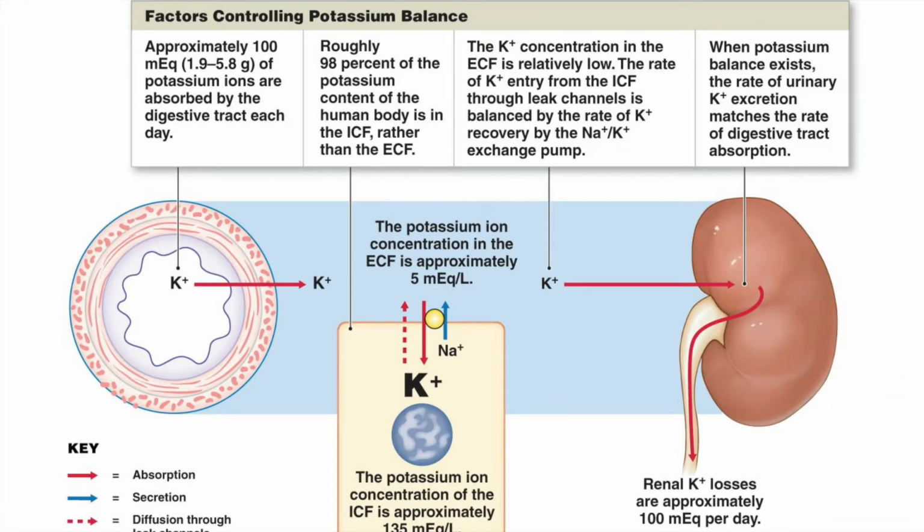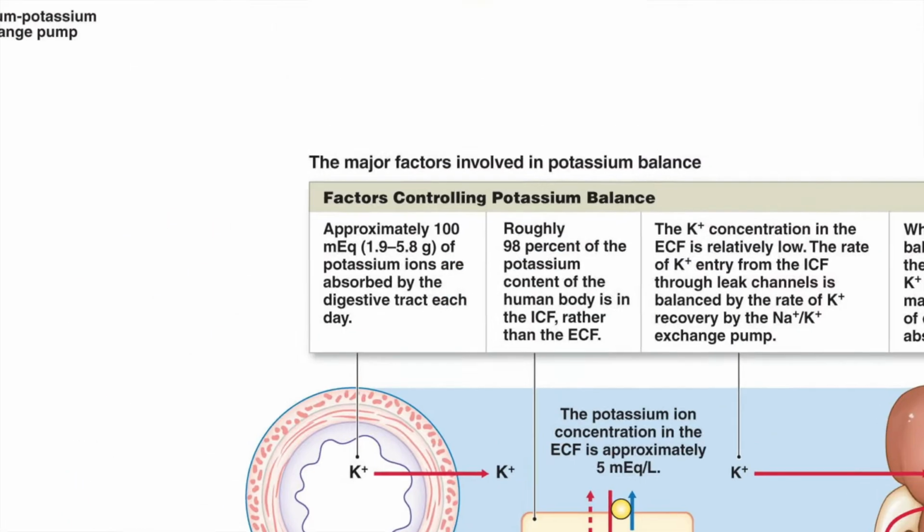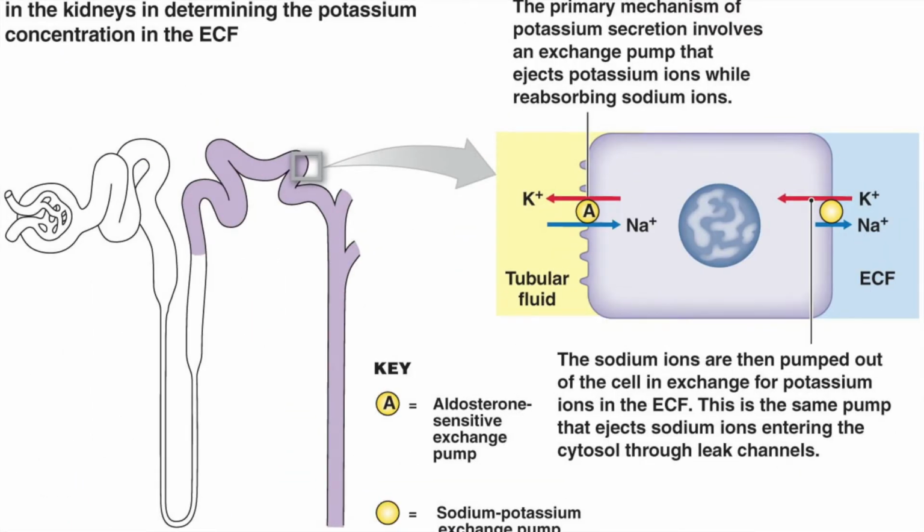Potassium is another ion that we have to keep in balance. Most of the potassium is found inside the cells. You can see in the ECF it's about 5, and inside the cells it's about 135. Potassium secretion is caused by aldosterone. Aldosterone causes sodium and potassium to be exchanged in the kidneys.